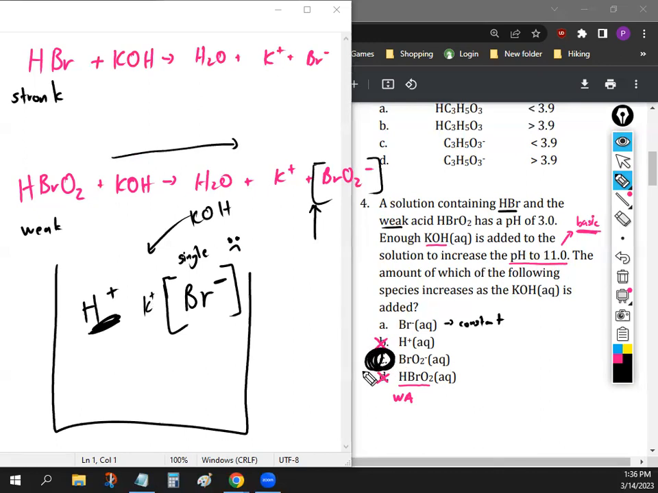So in the solution, some of it's still together and some of it's apart. Yes, because it's the weak acid, and then you add the base, it's going to help it dissociate. It's a weak acid, so it's at equilibrium a bit. Yes. Make sense? I'm glad.